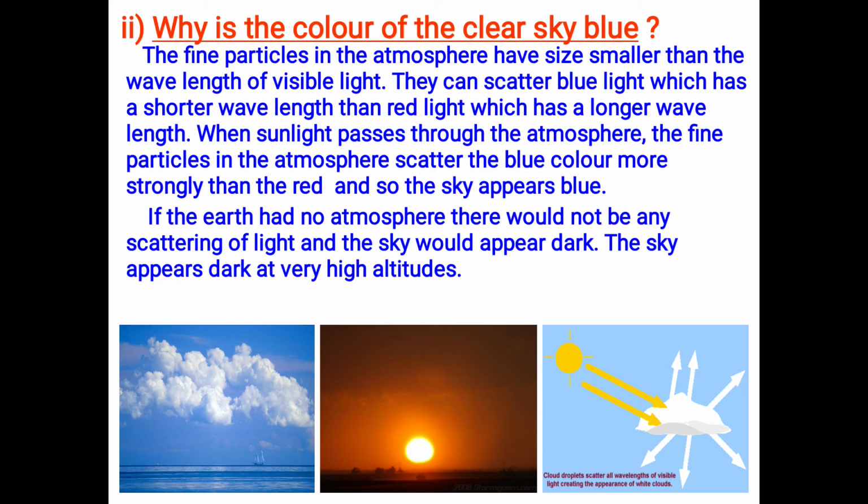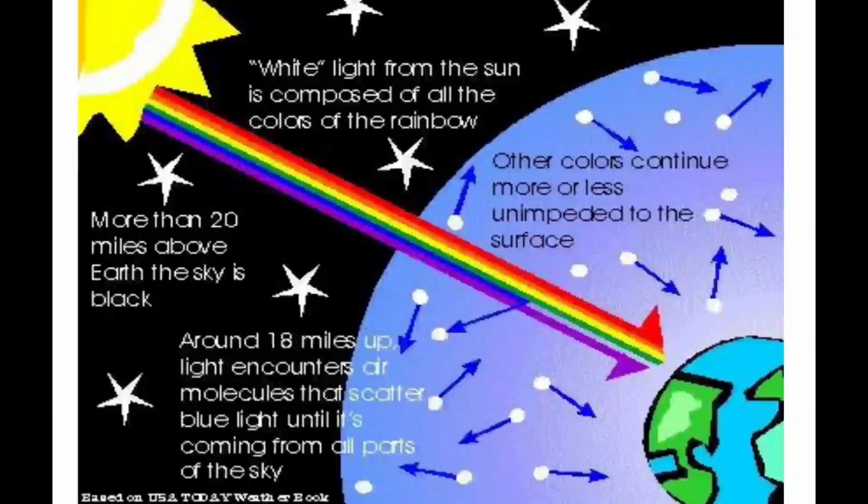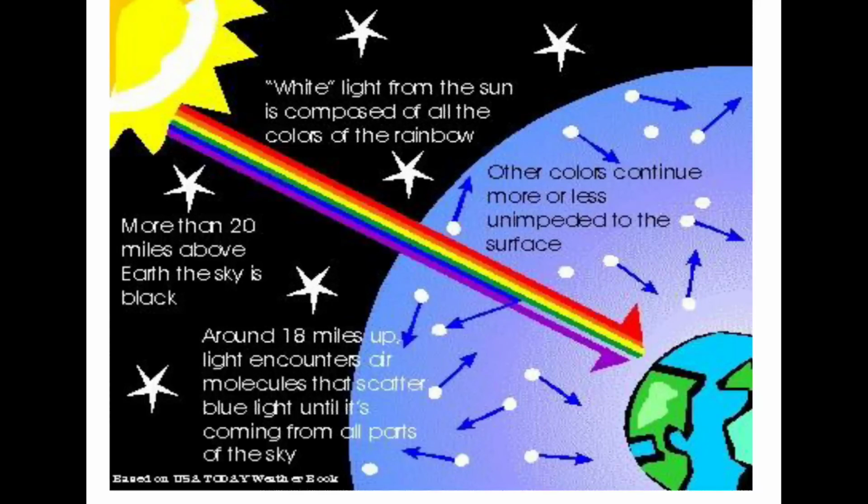If the earth had no atmosphere, there would not be any scattering of light and the sky would appear dark. The sky appears dark only at very high altitudes. Here I can show in all those images, more than 20 miles above earth, the sky is black, while light from the sun is composed of all the colors of the rainbow, which is white light. And here I have shown the atmosphere which scatters light, and due to the scattering we can see the sky is blue.